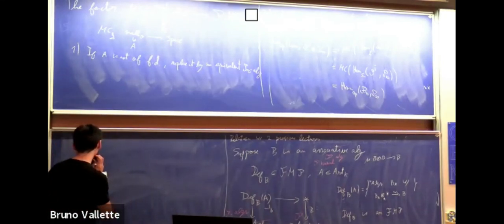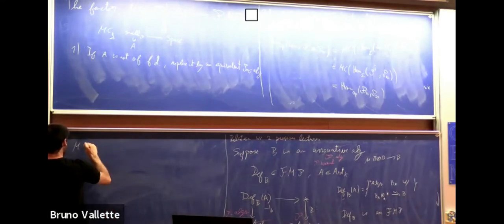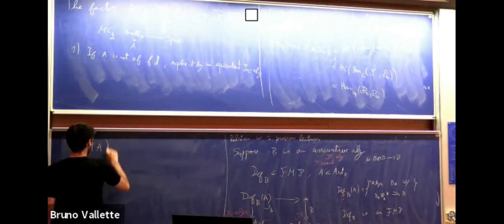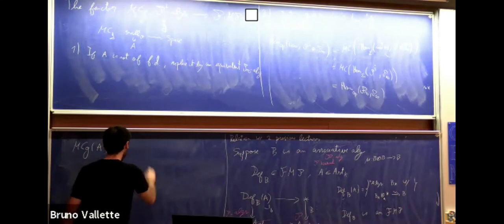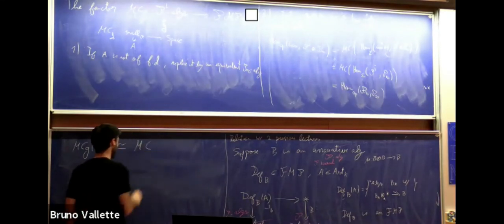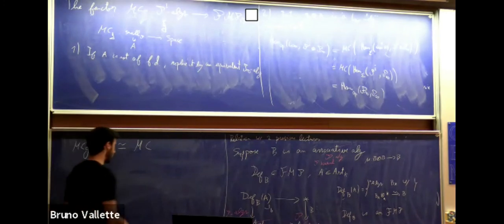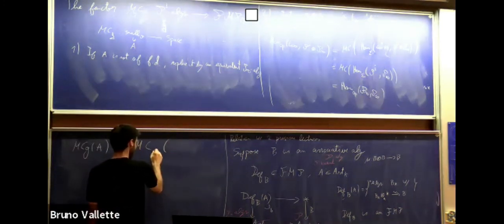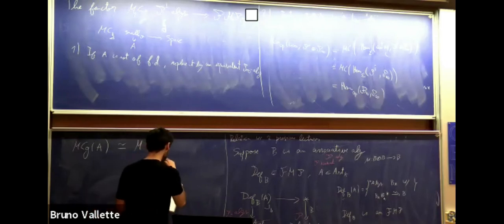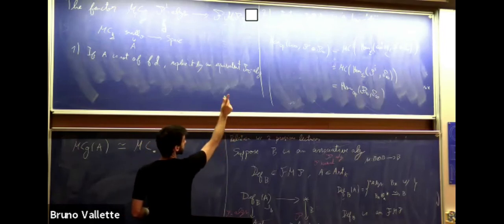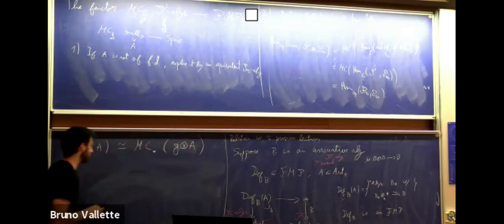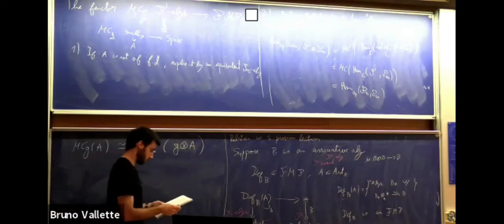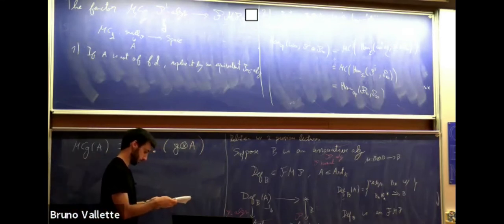And finally, MCG of A, which is now a space, is equivalent to some Maurer-Cartan space. The reason why we call it Maurer-Cartan is because this is the Maurer-Cartan space of exactly that L infinity algebra over there.